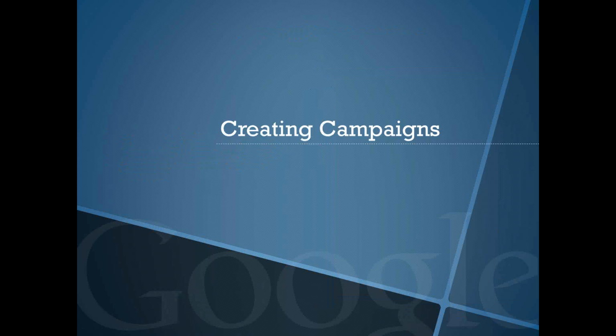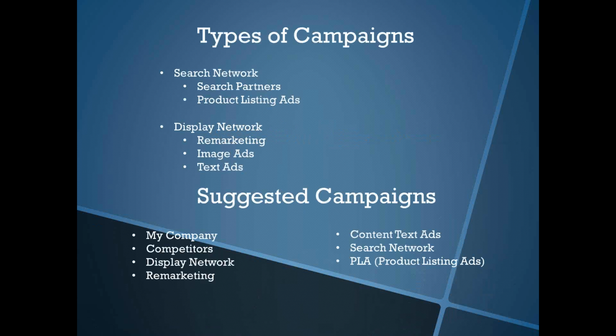So now that you have your account set up, you have your billing information in there, you have your analytics set up, it's time to start creating campaigns for what you actually want to advertise. There's a couple of different types of campaigns you can set up. The basic that most people are familiar with is a search campaign. And that's those ads that come up on the google.com page or wherever you're searching from, just those basic text ads that show up there.